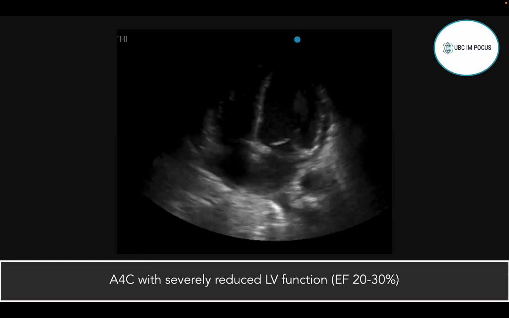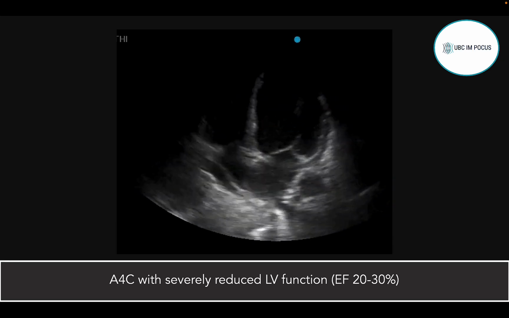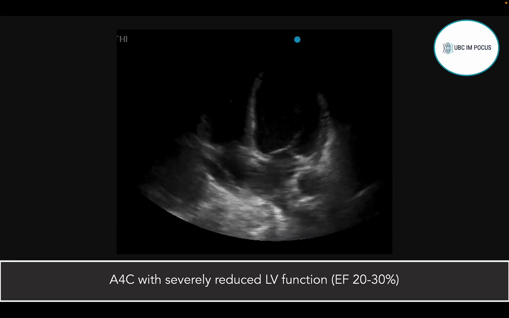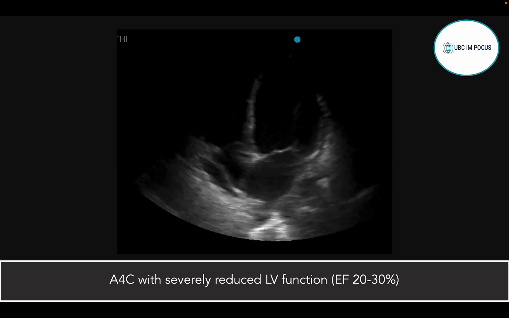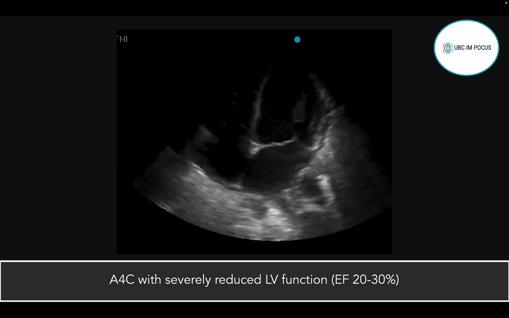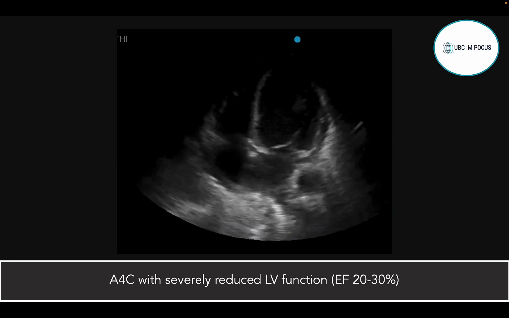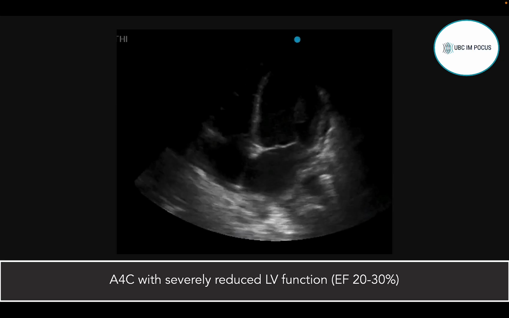The lateral annulus of the tricuspid valve seems to be moving up and down okay. What's abnormal here is the LV systolic function. So although the heart is going fast, there's really not a lot of myocardial excursion, the walls coming together. And we also don't really see much thickening. So this is probably severely reduced LVEF.